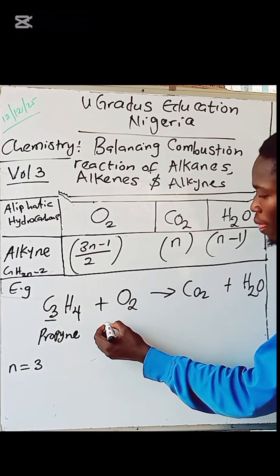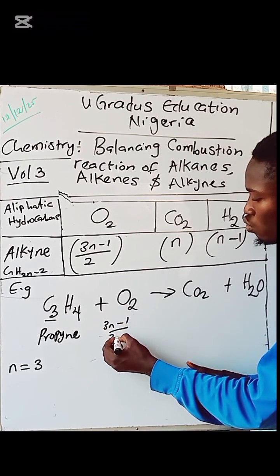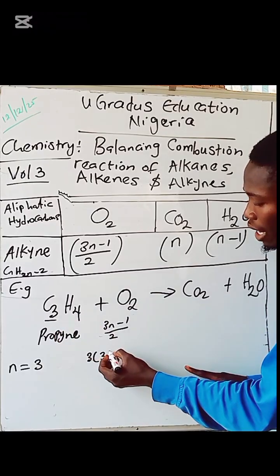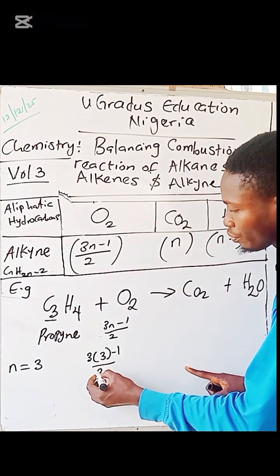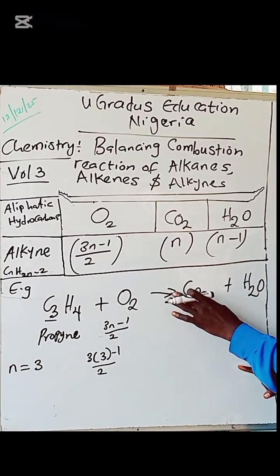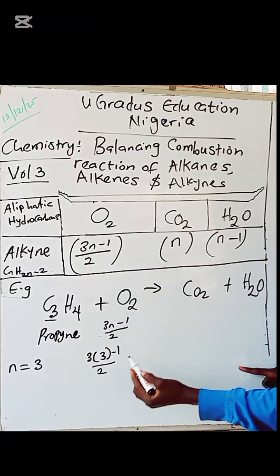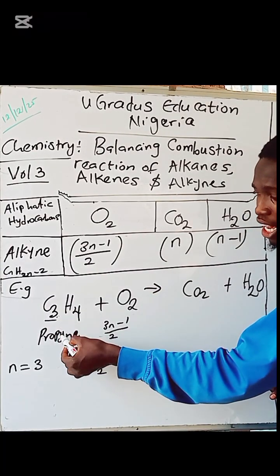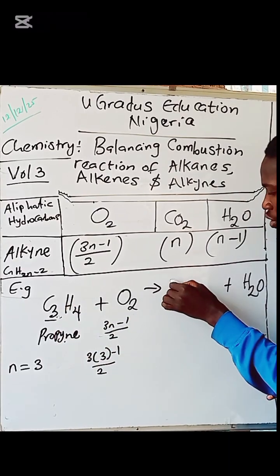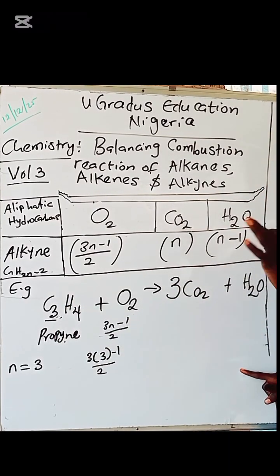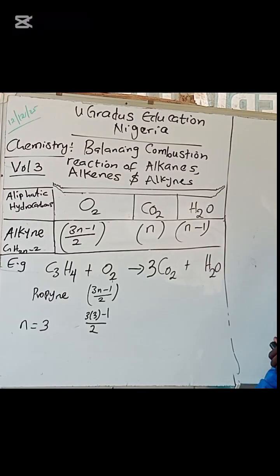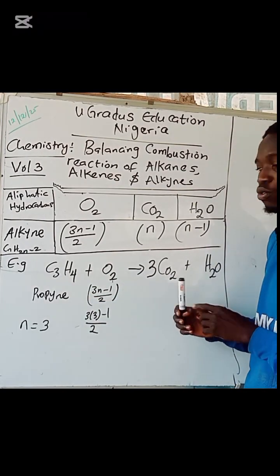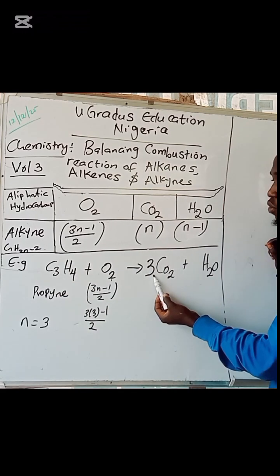Applying all these formulas, this one says 3n minus 1 all over 2, which means anywhere you see n, you put your 3, the number of carbon given. That will be 3 times 3 minus 1 all over 2. The easiest one to get is your CO2. CO2 is always your n. So if your n is 3, the number of carbon, it means the number of carbon in the alkyne given is the indicator of the coefficient of CO2. It has always been like that. So if you have 3 here, then here we also put 3.